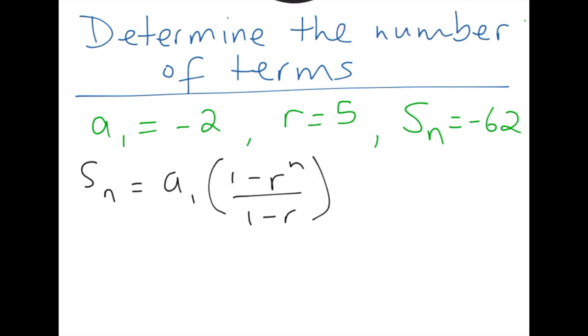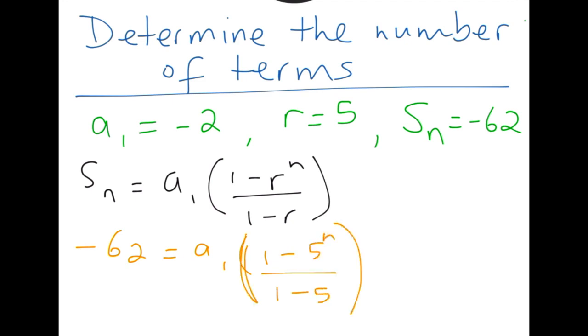So let's substitute. I know that S of n is -62, which is going to be equal to a1 times 1 minus r, which is 5 to the n power, over 1 minus 5. And then we need to solve for n. Let's see what we can do from here. Well, a1 is -2. So I put -2 over here. To simplify things a little bit, I can divide by -2 on both sides.